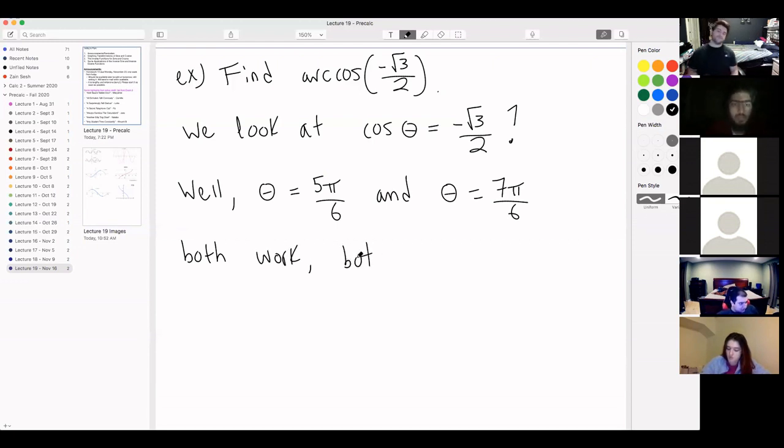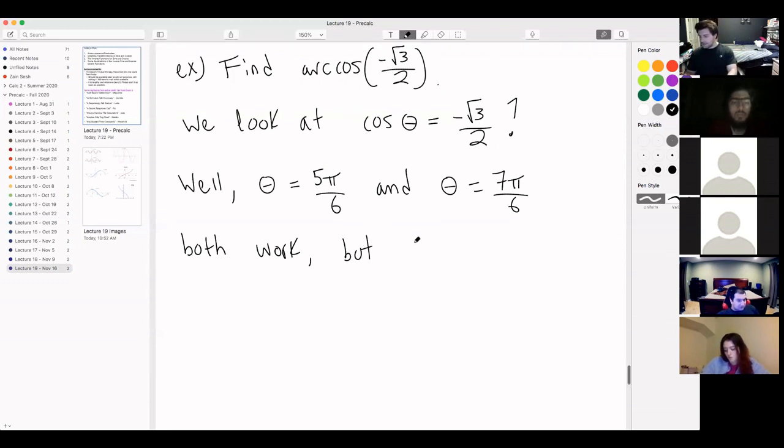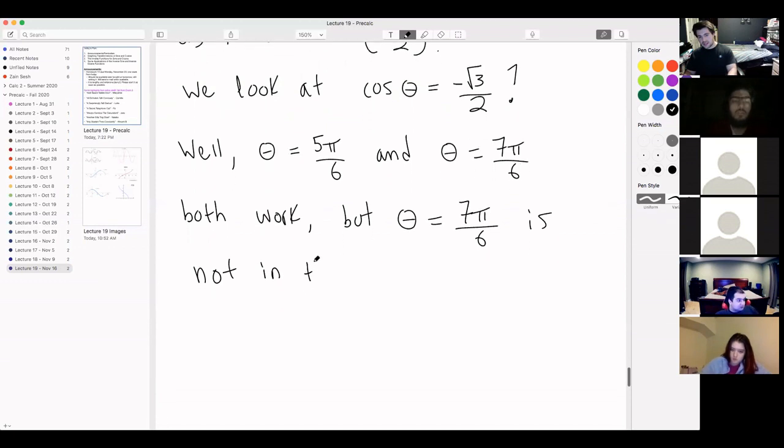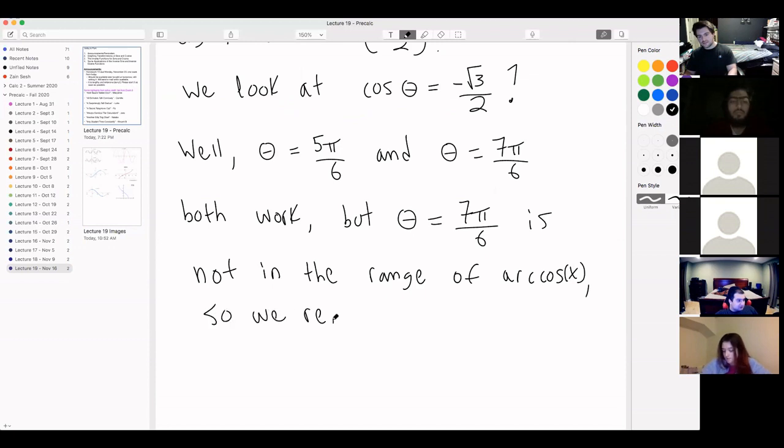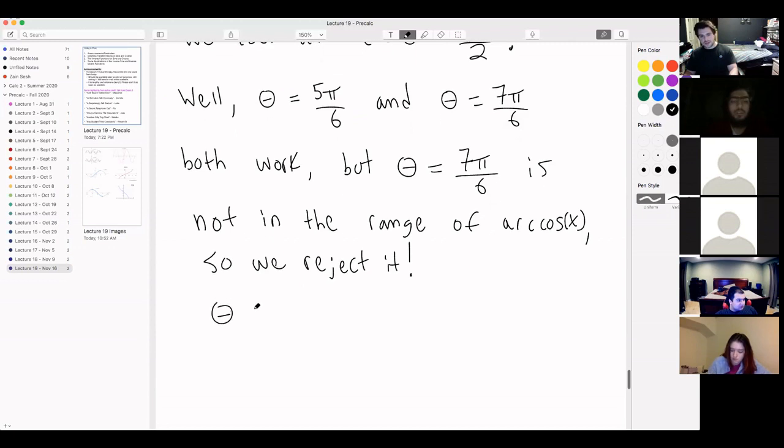but we need to reject one of them. Theta equals 7 pi over 6 is not in the range of arc cosine. So we reject it. So the answer to this is 5 pi over 6.